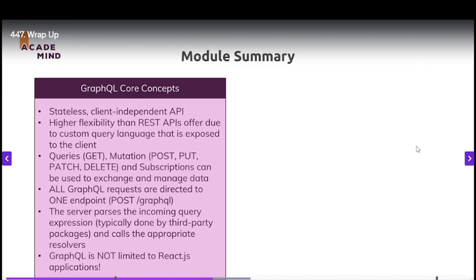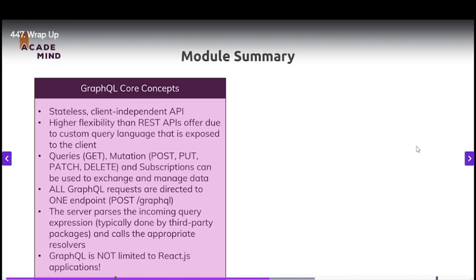And all requests are directed there, and then in the request body of that POST request, you use the GraphQL query language to describe the query you want to execute or the mutation you want to execute. The server parses that incoming query expression and then calls the appropriate resolvers to execute the logic you wrote and return the appropriate data or do the appropriate manipulation.